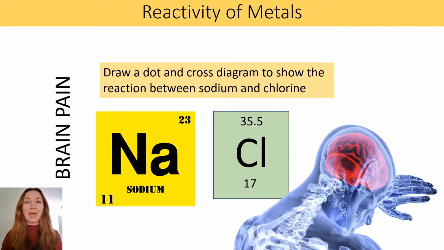We're now going to compare the different reactivity of different metals, and to do that we need to recall some information from a previous topic. So you're going to do a bit of brain pain. You're going to get some brain pain from doing this by recalling it, and you're going to try and draw a dot and cross diagram to show the reaction between sodium and chlorine. So pause the video now and have a go. If you can't, that's fine. You can hit play again and see me do it.